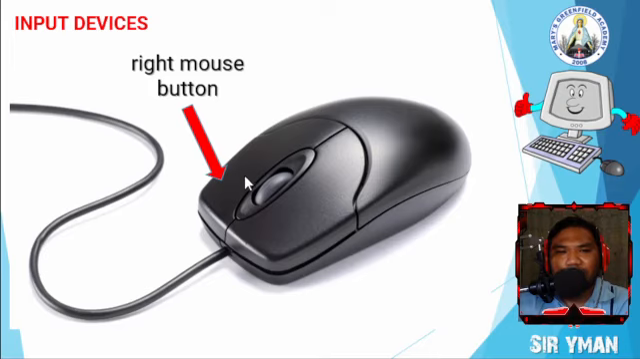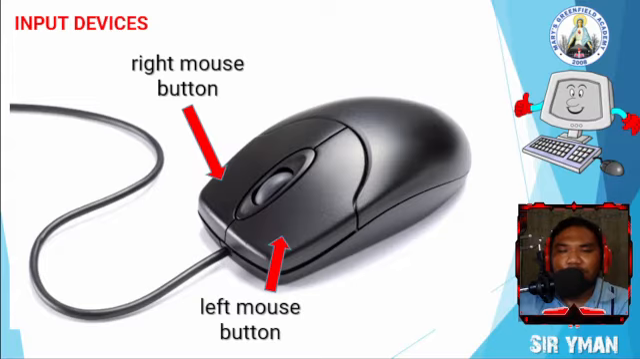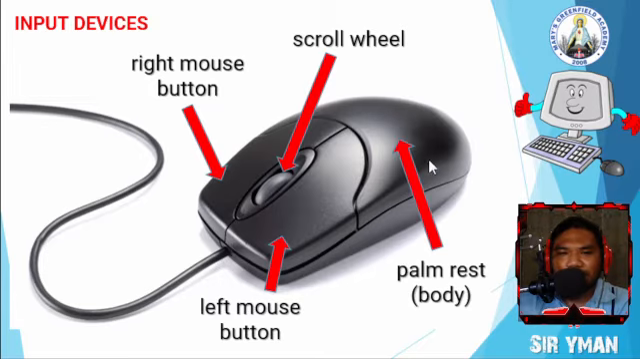So right mouse button. Yung ibang tawag is right click button. So the left mouse button or the left click button. So yung gitna is a scroll wheel. Okay, tapos ito ngayon, this is the body or the palm rest. And lastly is the cable.